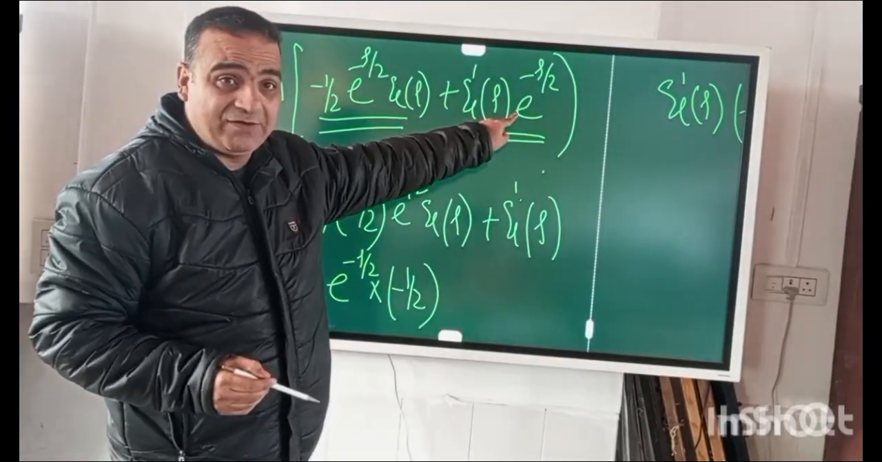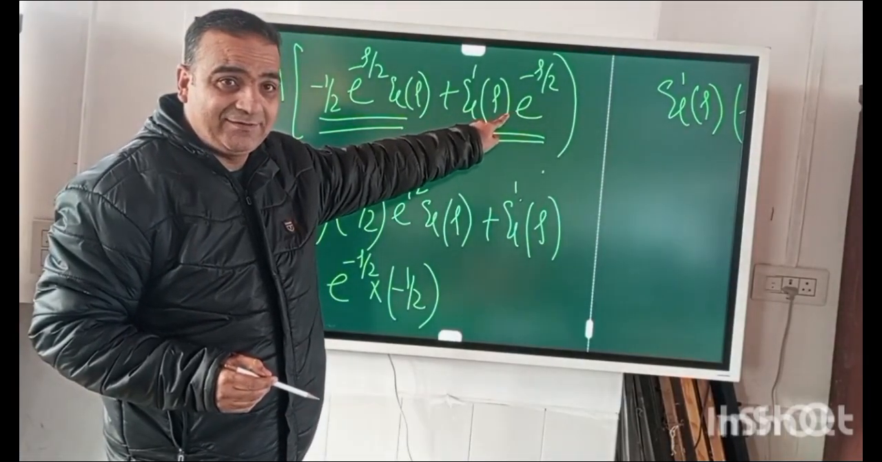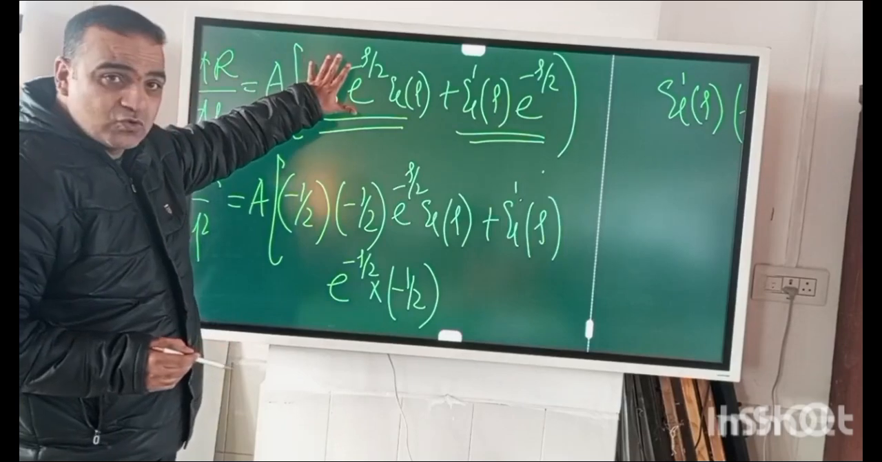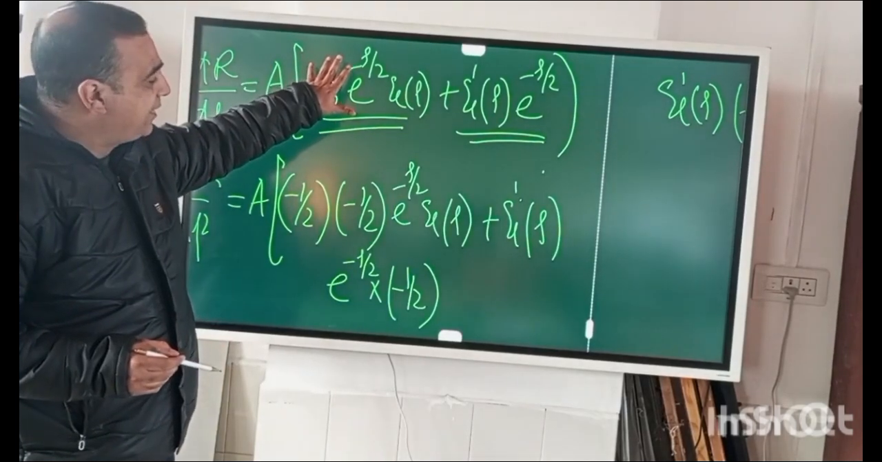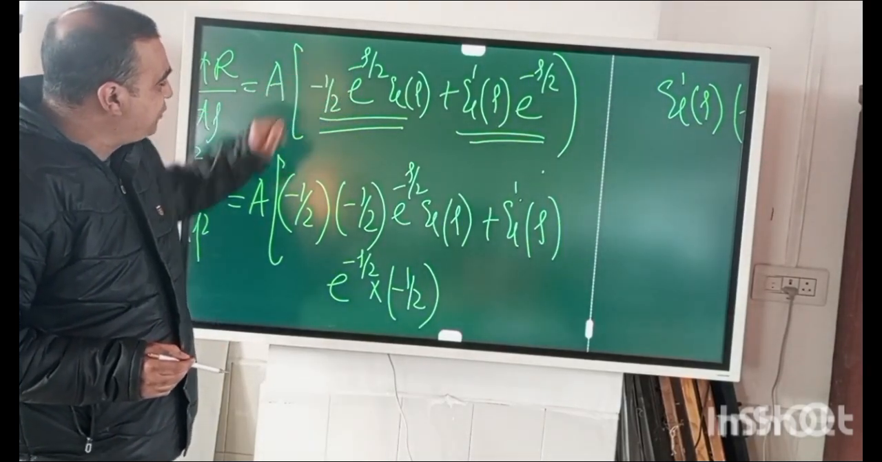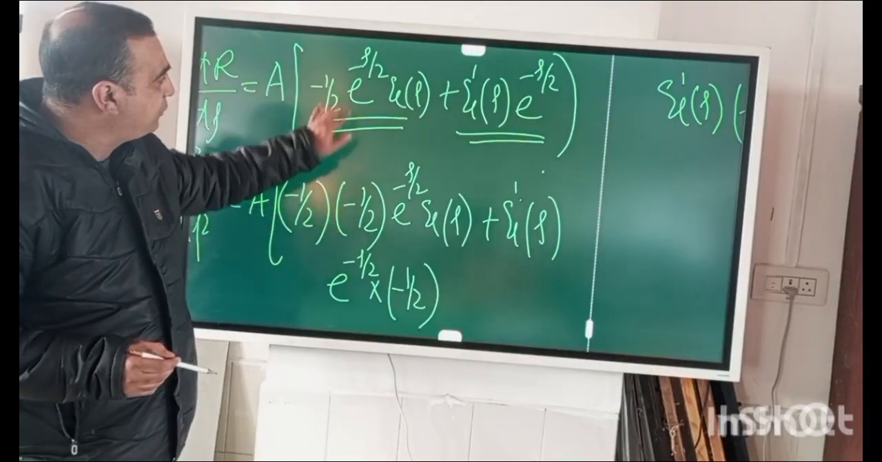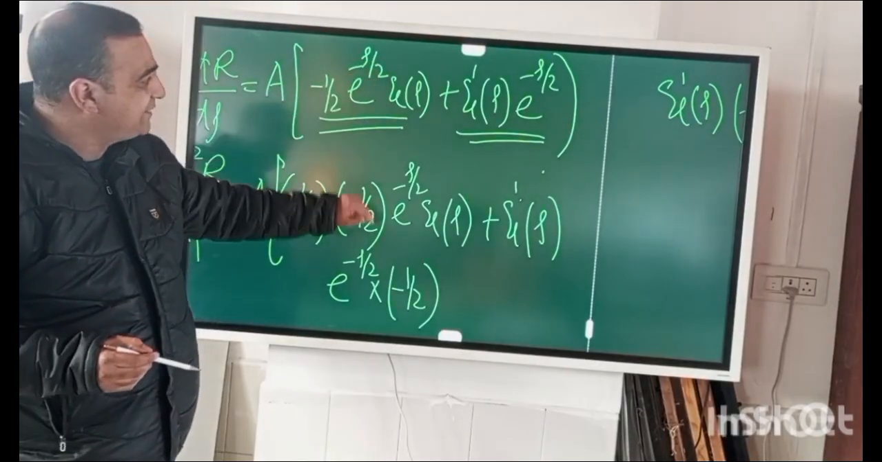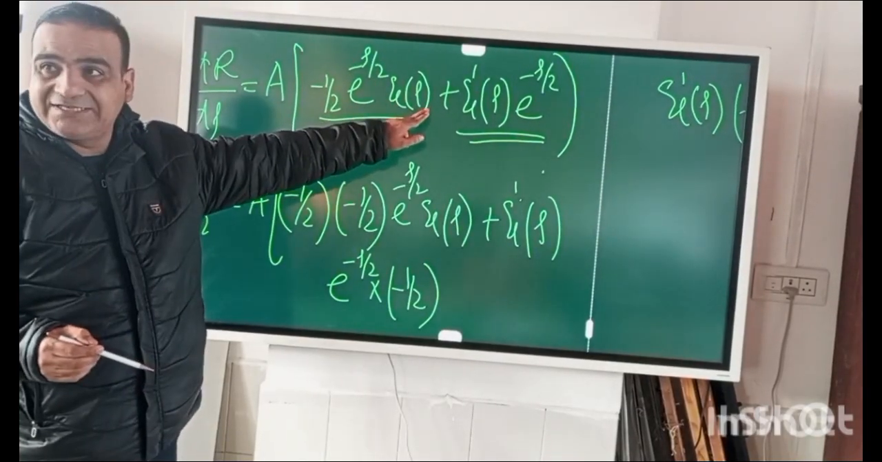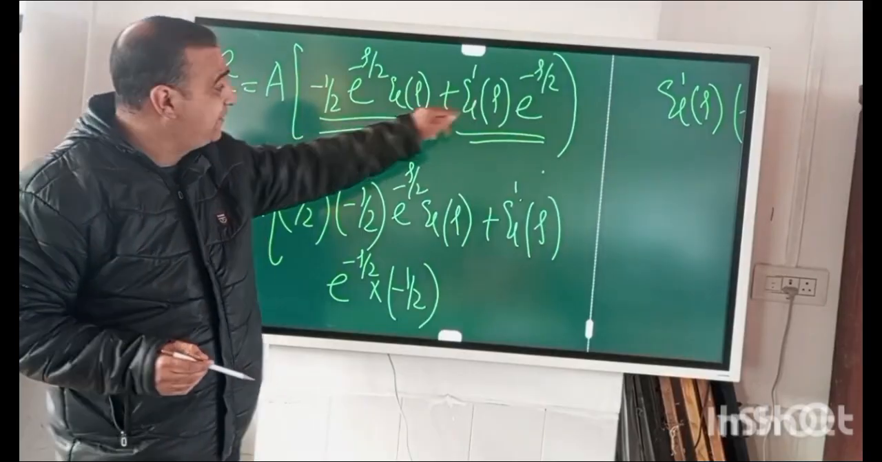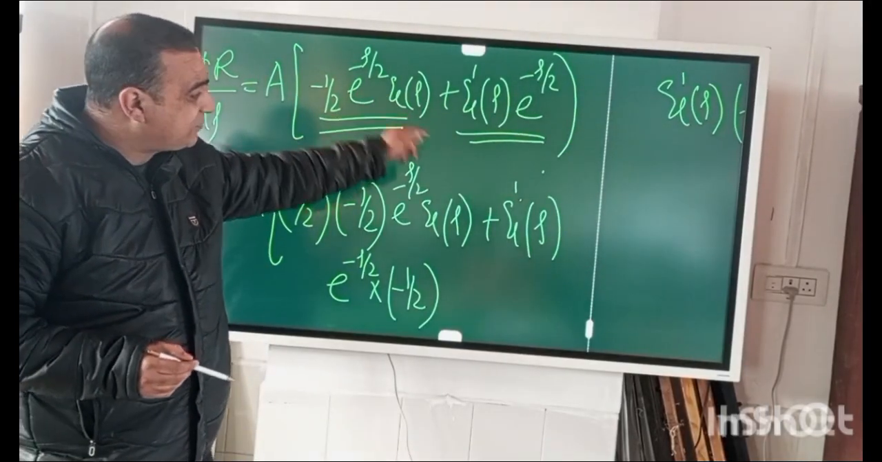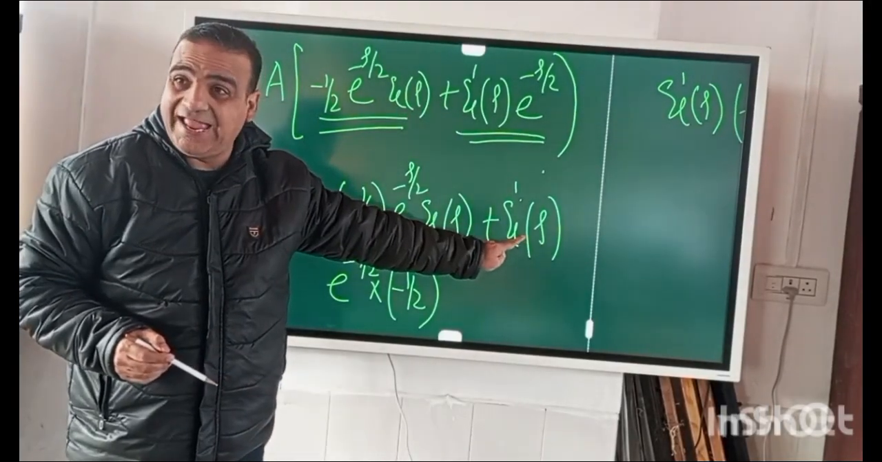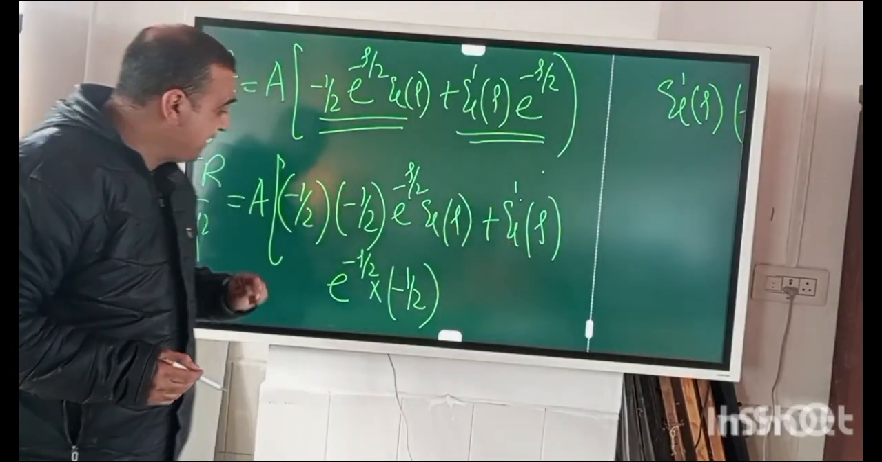And in this case, I will write a double dash. Clear? So here you can see this is u, and u I have differentiated. So I got minus 1 by 2, e to the power of minus rho by 2 as x, zeta of rho as x. Then I differentiated v. So that's why here I have to have zeta dash, not zeta double dash.